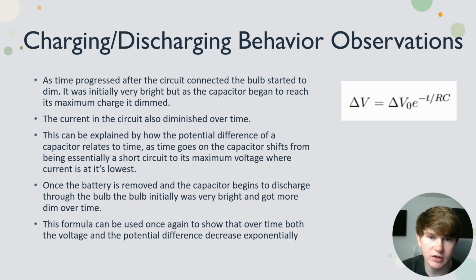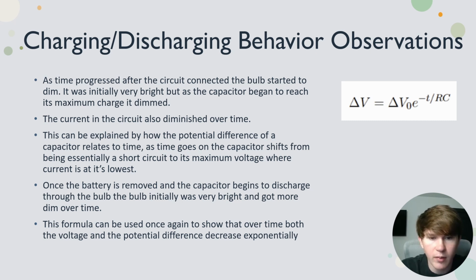So the charging and discharging behavior observations: as time progressed after the circuit connected, the bulb started to dim. So essentially, the bulb started out very bright, and as the capacitor began to reach its maximum charge, it dimmed. This can also be explained by how the potential difference of a capacitor relates to time. As time goes on, the capacitor shifts from being a short circuit to its maximum voltage, where its current is at its lowest. That is shown in the formula to the right.